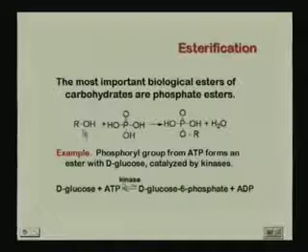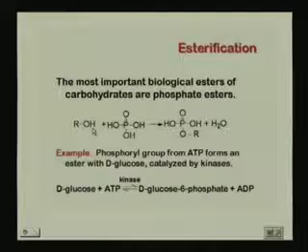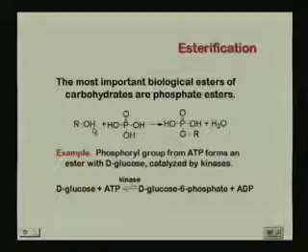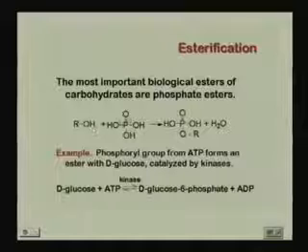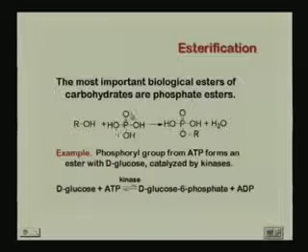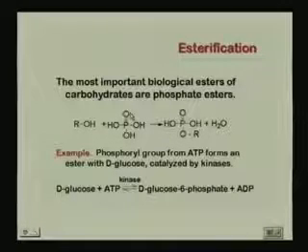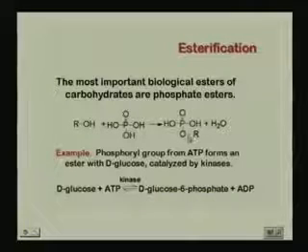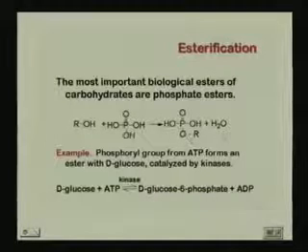But for now, we have an ROH. Now, this OH can be part of a monosaccharide unit, right? The OH that we have here can be part of the monosaccharide unit. In that case, what do we have here? We have phosphoric acid. We have the formation of an ester, a phosphate ester, and H2O.